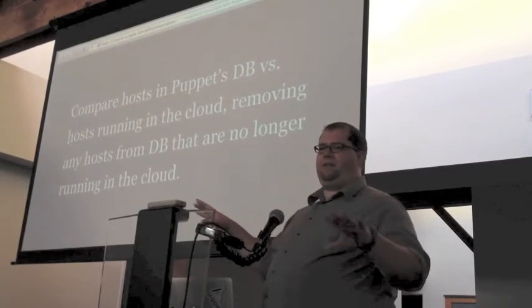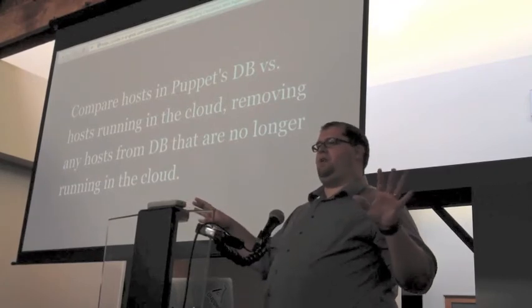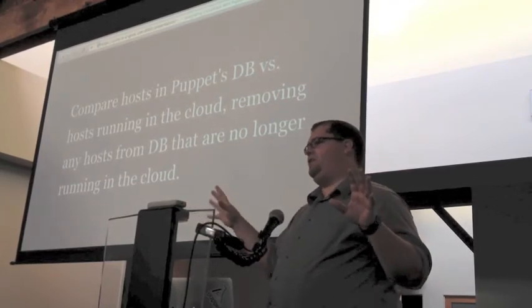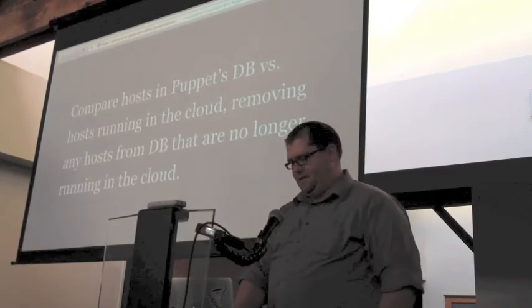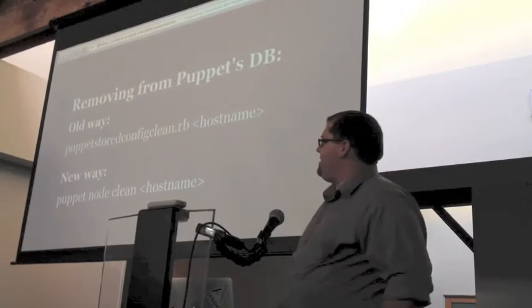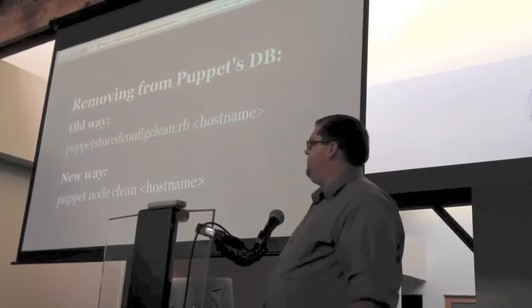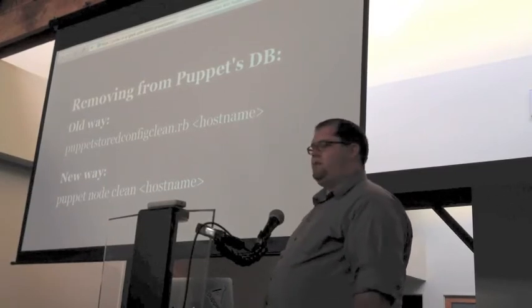And then I compare that with the list of hosts that are in my stored configurations database. And if there are any hosts that are no longer in the cloud that are no longer running, I just say, okay, it's time to purge them from the Puppet database. And Puppet provides a couple of ways that you can do this. The old way, there was a script called puppet_storeconfigs_clean.rb that used to ship with Puppet.